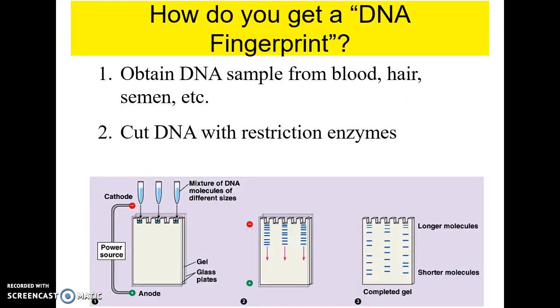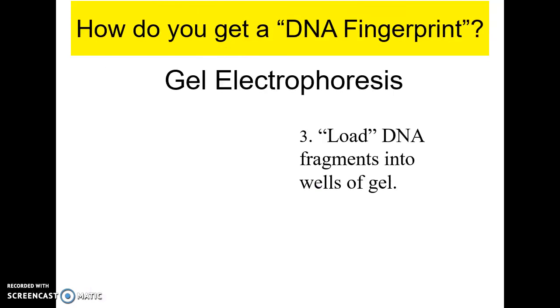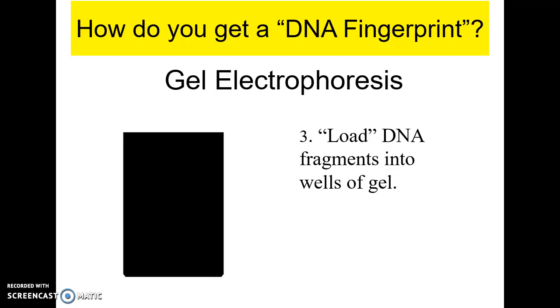Okay. Now, how do you get a DNA fingerprint? So now these are the steps that we are going to talk about through gel electrophoresis. And one step is you obtain DNA samples from blood, hair, and semen, etc. We then cut the DNA with the restriction enzymes that we talked about earlier. And then we load the DNA fragments into wells of gel.